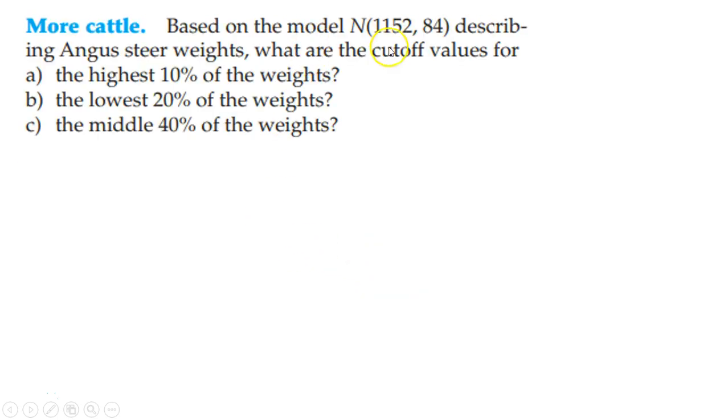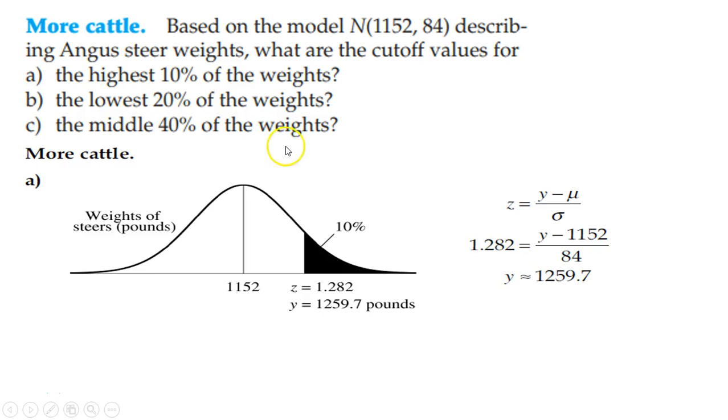All right, based on this as well, what are the cutoff values for the highest 10% of the weights, the lowest 20%, the middle 40%? This is us working backwards now, doing the same thing. So if I want the highest 10%, this is why you draw the graph. Highest 10%, I know that's the mean, right? Highest 10% is right here labeled as 10%. And the problem is we're trying to work backwards in order to figure this out. Now, we can in turn use the calculator to help us solve these problems and get the answers.